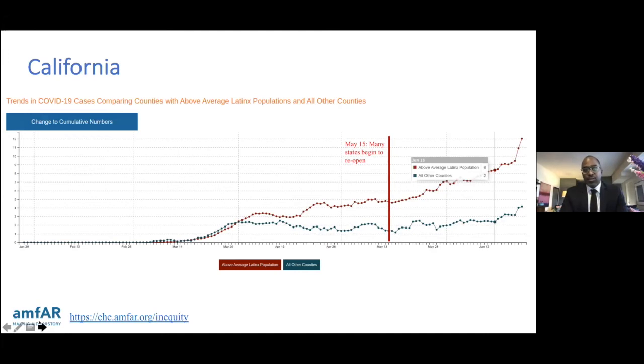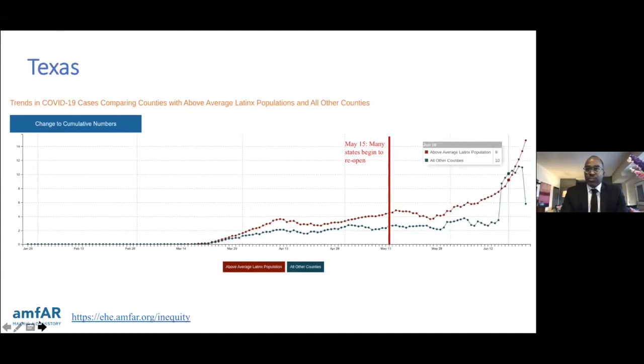Again, another one of the states where we're seeing this surge, where Latinx counties, as soon as we have begun to reopen our economy, the slope of that increase in COVID-19 cases is much higher than in other counties in California. And then we're also seeing the same thing in Texas, where for Latinx counties, as soon as the country reopened, we're seeing a rapid increase in COVID-19 cases in those counties, and paradoxically, a decrease in some of the other counties.